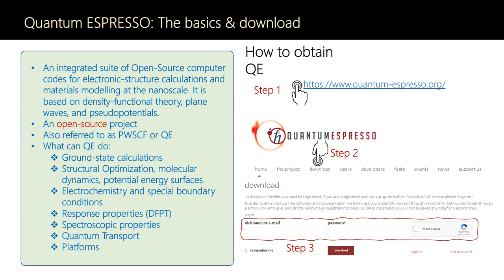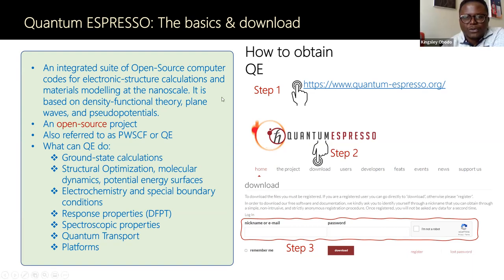Okay, ladies and gentlemen, allow me to introduce you to Quantum Espresso. Quantum Espresso is normally abbreviated as either QE, or in many papers you will see it written as PWSCF. Quantum Espresso is an open source code, so it is freely and readily available.